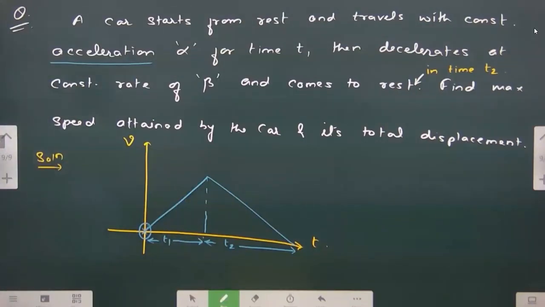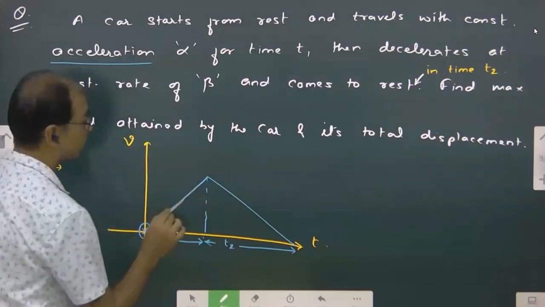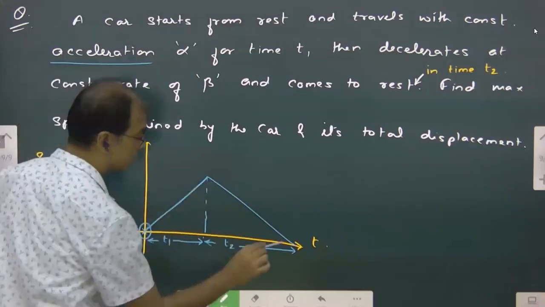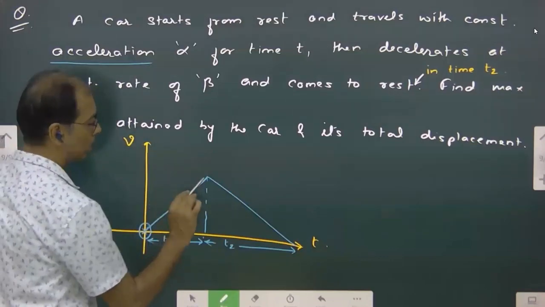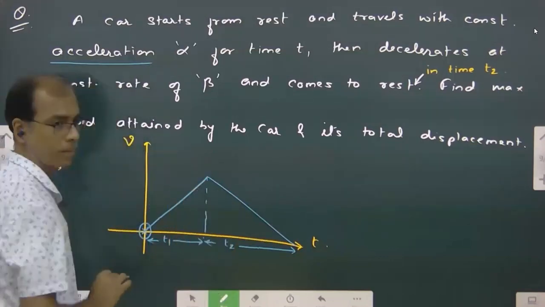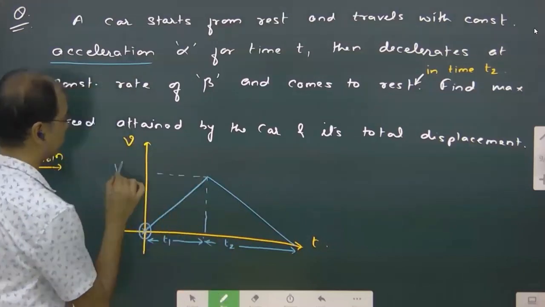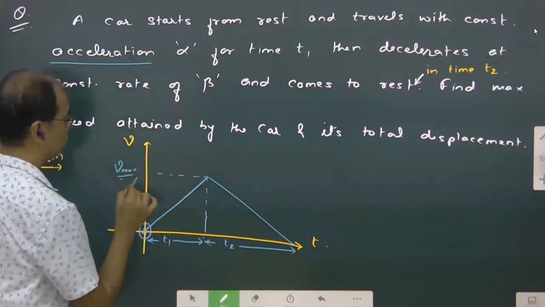Yes, sir. Okay, so what is happening in this one? Acceleration means speed is increasing. Retardation means speed is decreasing. Here it starts from rest, so speed 0, reaches the maximum, and then decelerates from maximum to 0. So this is the maximum speed that we have to find. We'll find it, there's no problem.